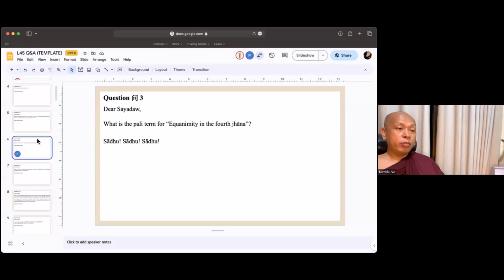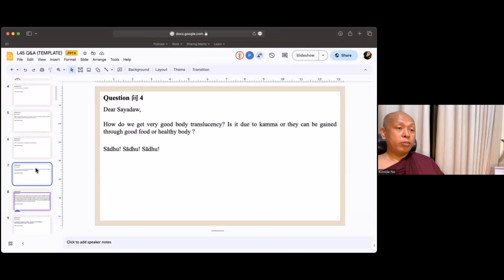Question 3. Dear Sayadaw, what is the Pali term for equanimity in the 4th jhana? Okay, we call it Janupekha. For the 4th jhana, we call it Parisudupekha. In the 4th jhana, Parisudupekha. Okay, then next one.